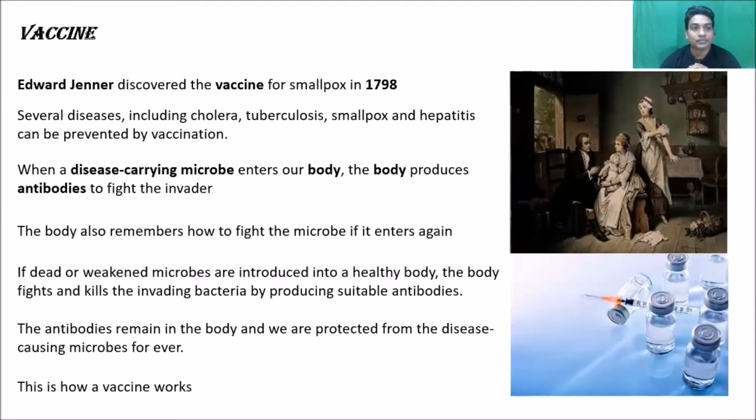Coming to vaccine, who is related to vaccine? When we talk about vaccine, we will remember the great scientist Edward Jenner, a physician who discovered the vaccine for smallpox in the year 1798, and several diseases including cholera, tuberculosis, smallpox, and hepatitis can be prevented by vaccination. So when we talk about vaccine, we talk about Edward Jenner.